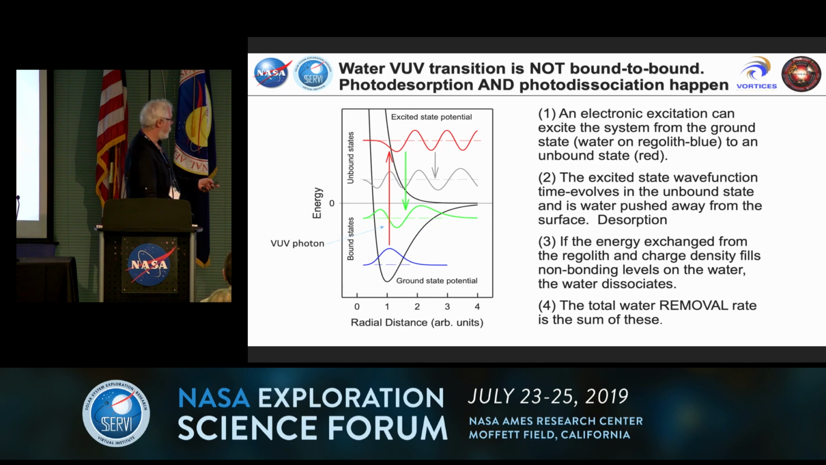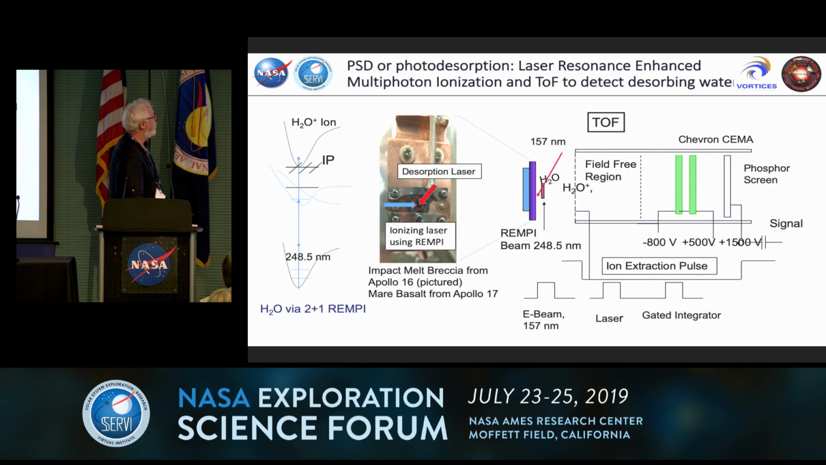So we need to know this. So we map this, and what we've done is we've measured very carefully what the absolute cross-section is for VUV photon removal of the water. So what happens when the water absorbs this photon?